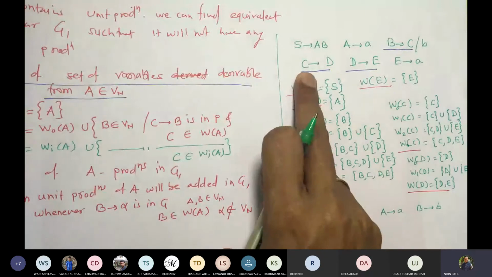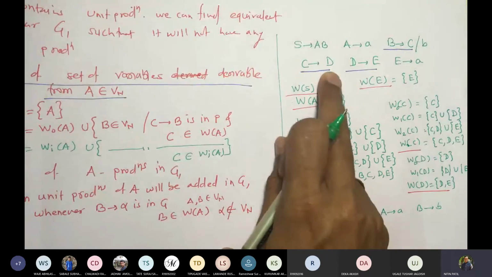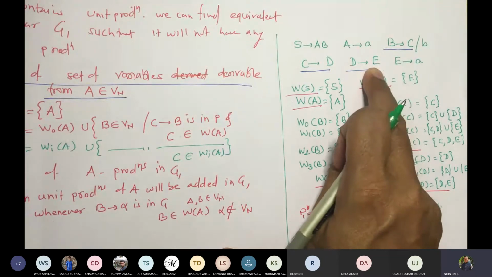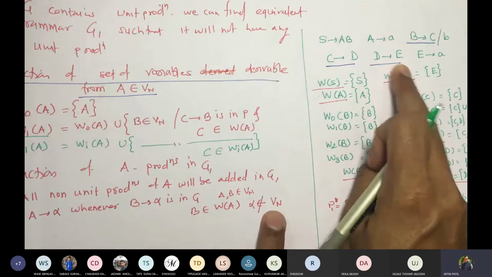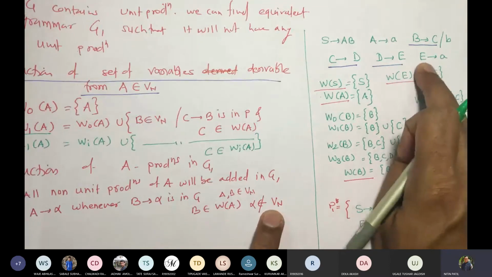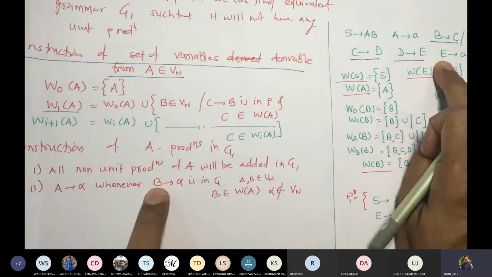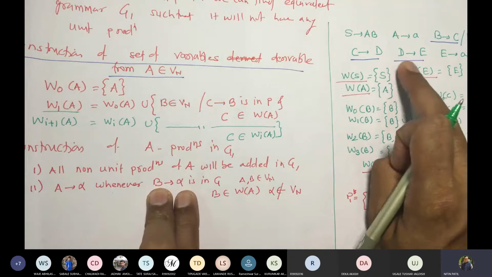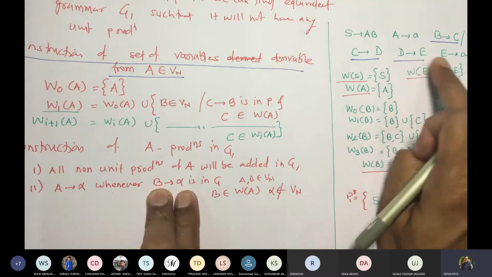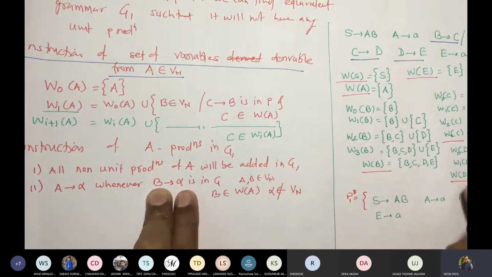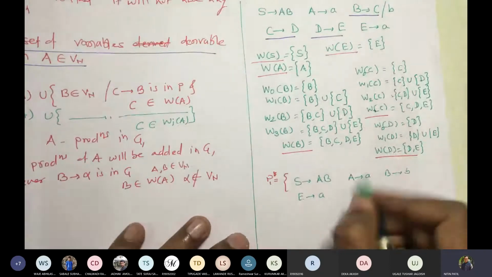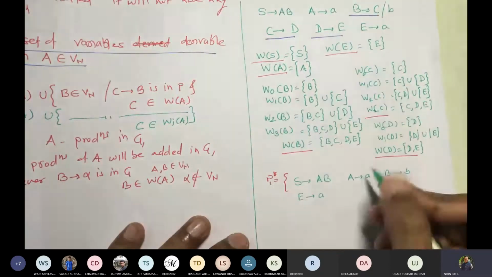Do we know what C gives? We don't know. Because C gives D, we don't know what D gives. When we talk about D gives E, do we have any production for E giving a non-variable? Yes, there is E gives A. As E gives A is there, here this B for me is E. E gives A, alpha is A. When E gives A is there, I will add D gives A, because D gives E is a unit production that is available, and this E belongs to W of D. You can check it. This E belongs to W of D, correct? That's why, as E gives A is there, we will add D gives A.